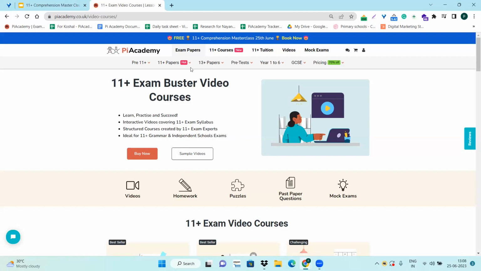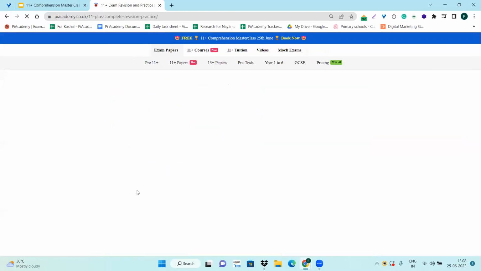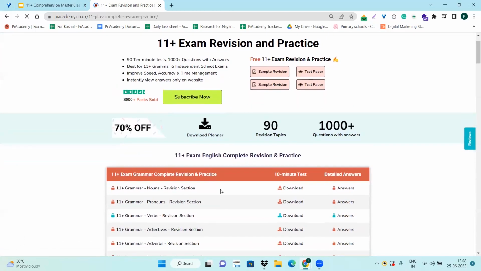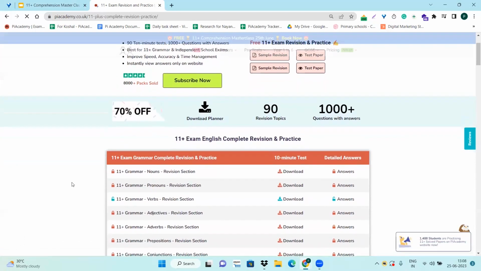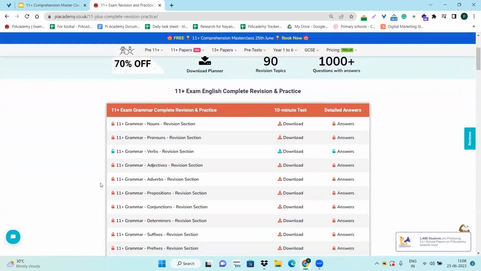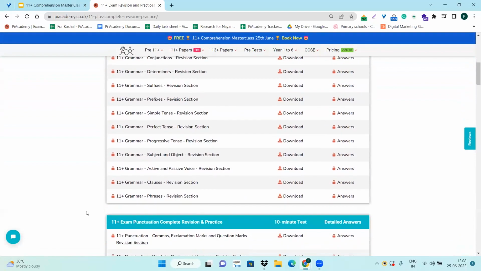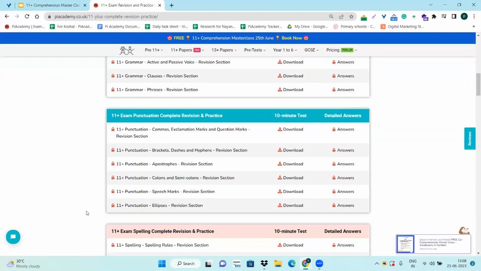If you go to our 11 plus papers, at the bottom, you will see there is 11 plus revision and practice. This will be a great resource at this point of time, because all our tutors, who have more than 10 years of experience, have consolidated each and every concept and each and every chapter here. So you can surely buy our 11 plus revision subscription, because that will be very essential at this point of time.